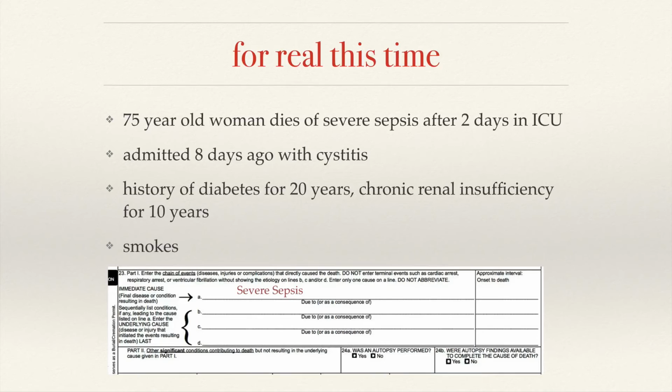And we can actually see from the chart that this happened over the course of 2 days. Before that, she had bacterial cystitis, and that lasted for 8 days before she died. And then she also has these other chronic medical conditions, which probably contributed to her inability to fight off this final infection.